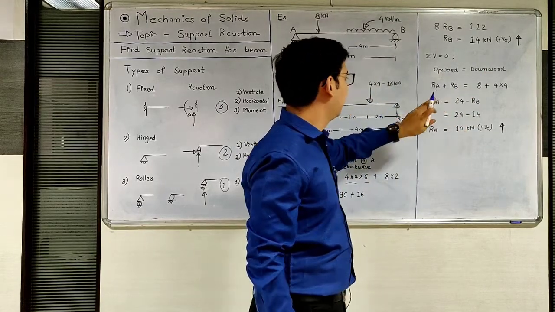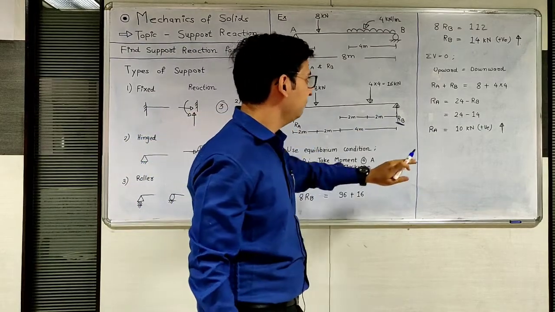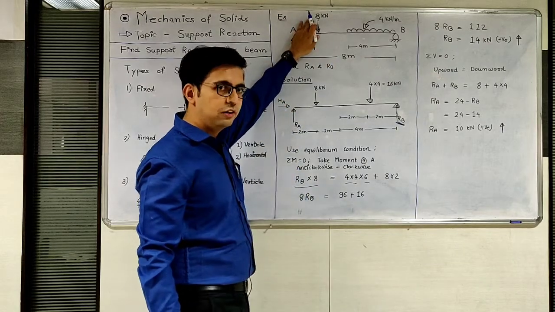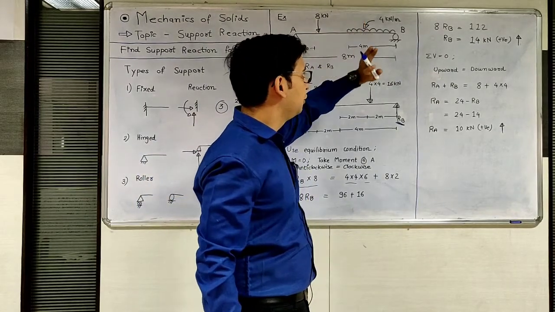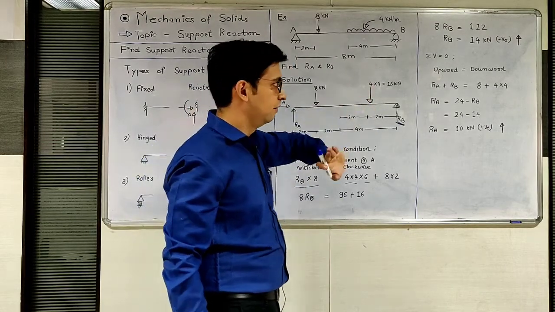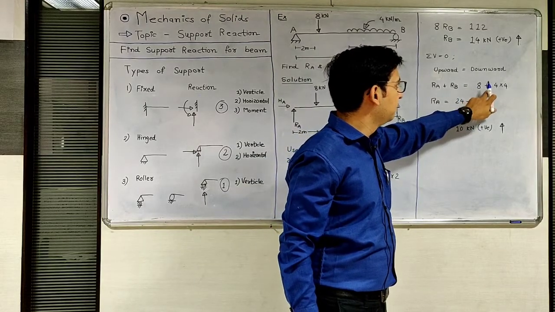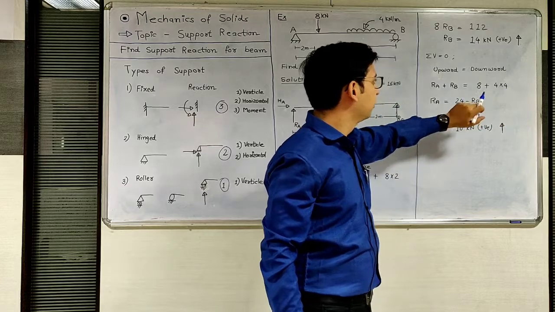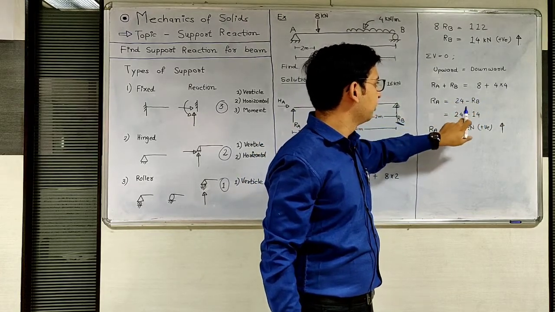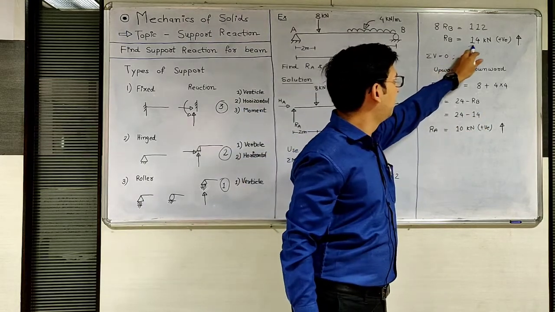Upward forces are only two, which is RA and RB, and downward forces are due to this first point load, and second is due to this UDL. So UDL is converted into point load, 4 into 4, which is 16. So upward equal to downward: RA plus RB equal to 8 plus 4 into 4. So you will get RA equal to 24 minus RB. So 24 minus value of RB, which is 14.